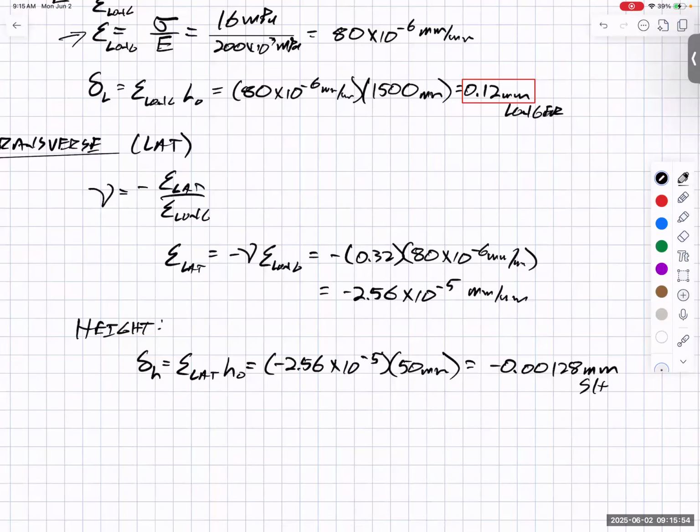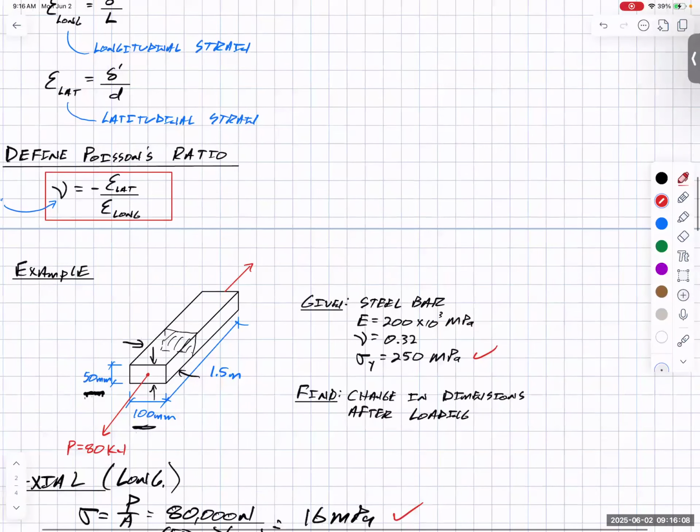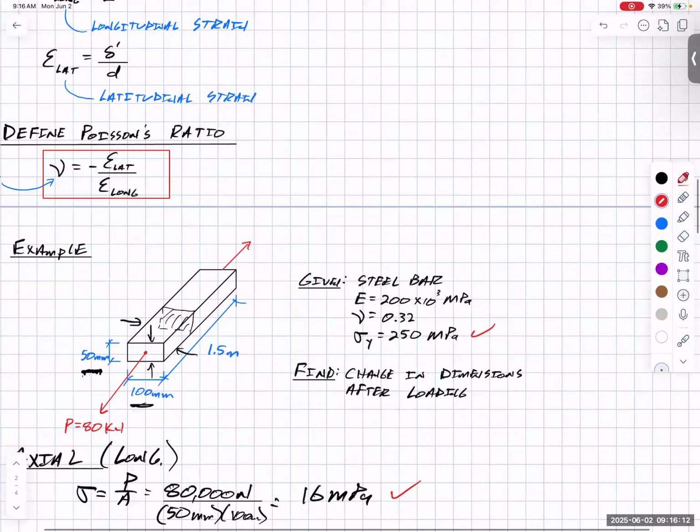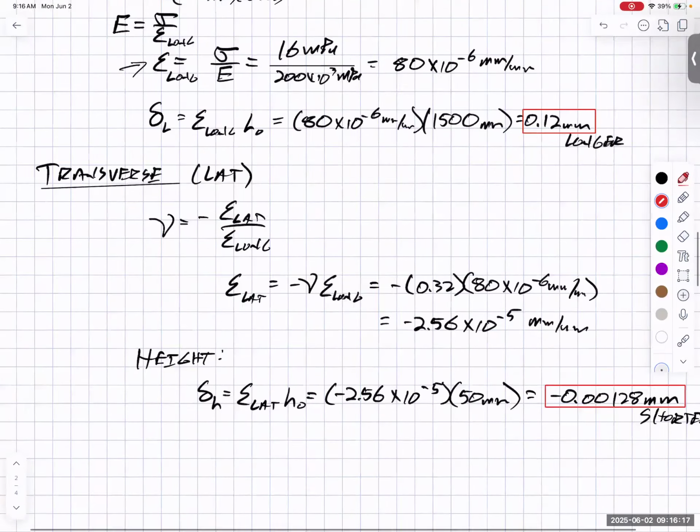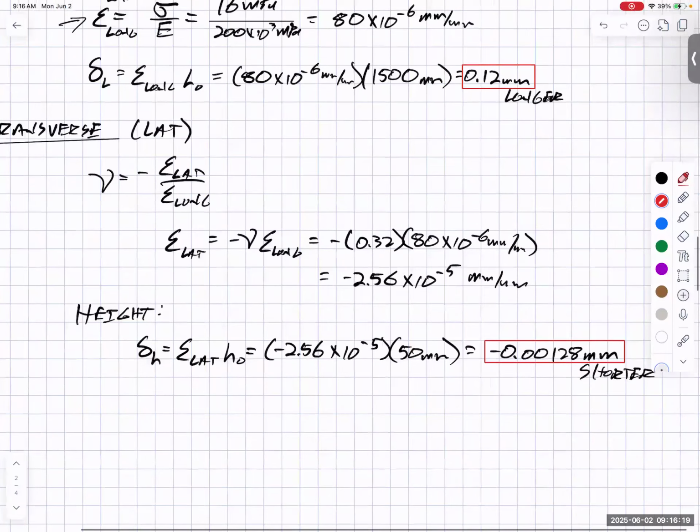Of course, this is getting shorter, right? I mean, it's almost like a double negative because I already have the negative in there. Maybe I don't need to put that in there, but whatever you need to do to keep it straight, that it is getting smaller in that direction, because what we see is an overall volume change. The volume isn't consistent. The volume does actually change, but the volume is growing based on the length, but shrinking based on those transverse directions. All right, so we get a little shorter.